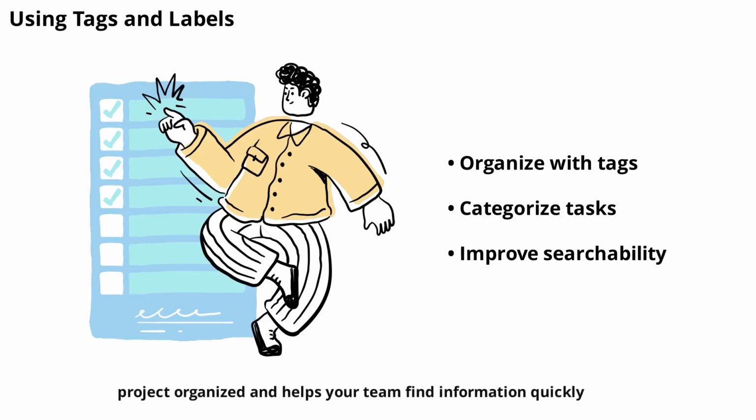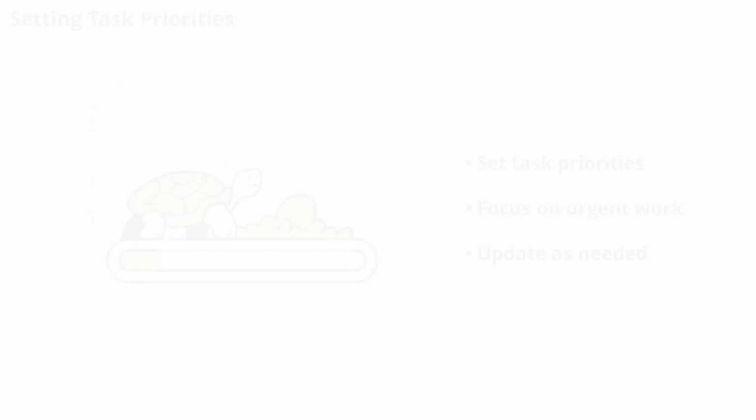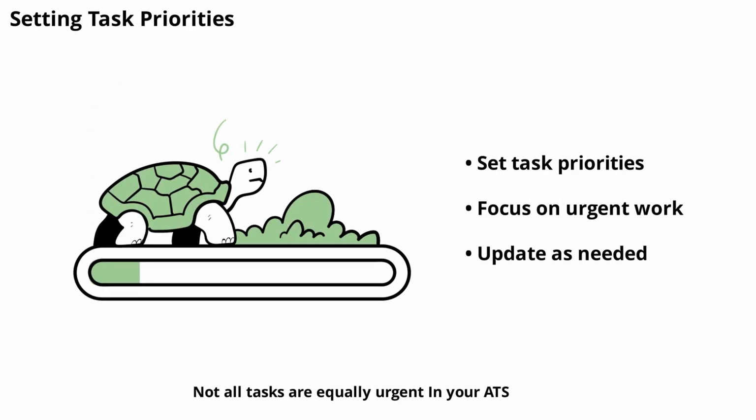Consistent use of tags and labels keeps your project organized and helps your team find information quickly. Not all tasks are equally urgent. In your ATS, you can set priorities for each task, such as high, medium, or low. This helps your team focus on what's most important and allocate resources effectively.